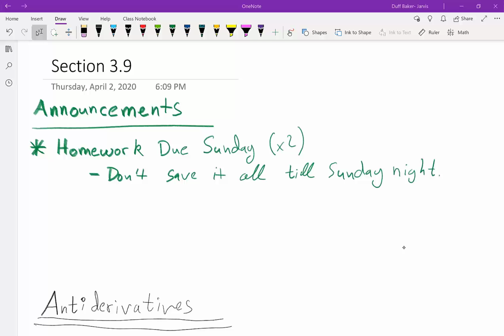Today's only announcement is that you have homework due Sunday, and it's split up into two pieces. But I do want to mention that one of the sections is on this applied optimization. So I recommend you give yourself a little time to think about a few of the problems. So don't save it all till Sunday if you can help it. But other than that, today we're going to be covering section 3.9.